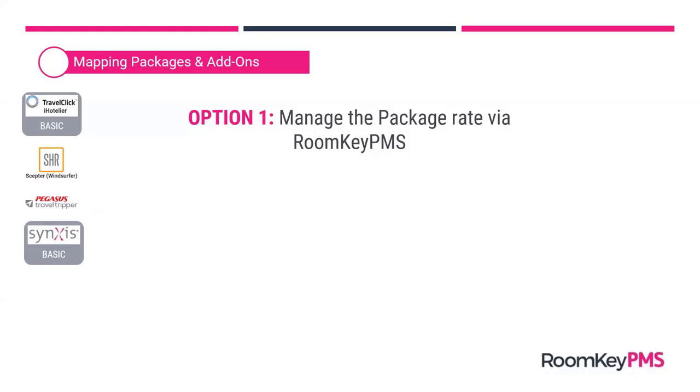So the first step when connecting a package is to create the rate or your package on your third-party platform. That's always going to be the first step, as we'll see throughout our presentation, of course. So you want to create the package on your third-party platform first. Then I'm going to show you what we can set up in RoomKey, because there are a couple of steps here when it comes to packages.